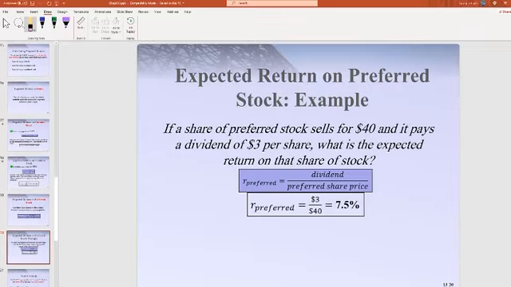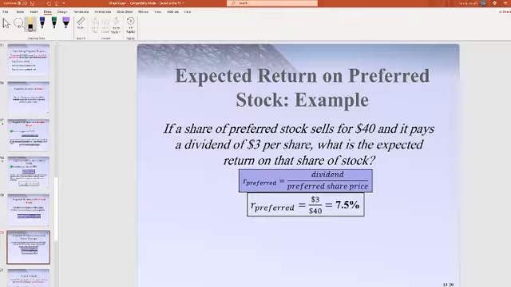If a preferred stock sells for $40 and its dividend is $3, what is the expected return on the share of stock? You just divide the two numbers following the previous formula. I copied it here for you. So dividends at the top divided by price is equal to 7.5%. So this is how to calculate the return.